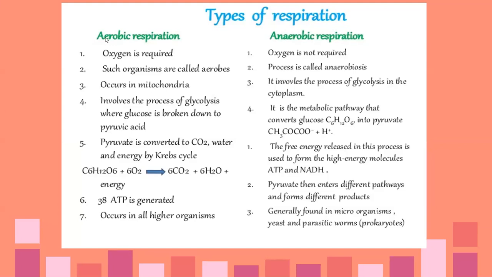Anaerobic respiration. As the term says, oxygen is not required. The process is called anaerobiosis. It involves the process of glycolysis, which occurs in the cytoplasm. It is the metabolic pathway that converts glucose into pyruvate. The free energy released in this process is used to form high energy molecules ATP and NADH.